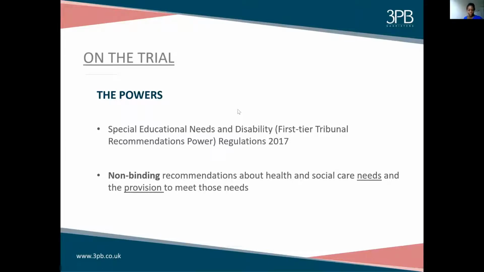The powers are non-binding because, as the name suggests, it's only a trial to test whether the national trial would work. So the government didn't want to have powers set in stone and make the decisions binding without knowing the knock-on effect of the use of those powers. But of course, there has been a strong expectation that the recommendations from the tribunal will be followed. And then there's the opportunity, if necessary, for you to complain to the Ombudsman and or seek judicial review, so take a challenge to the court.